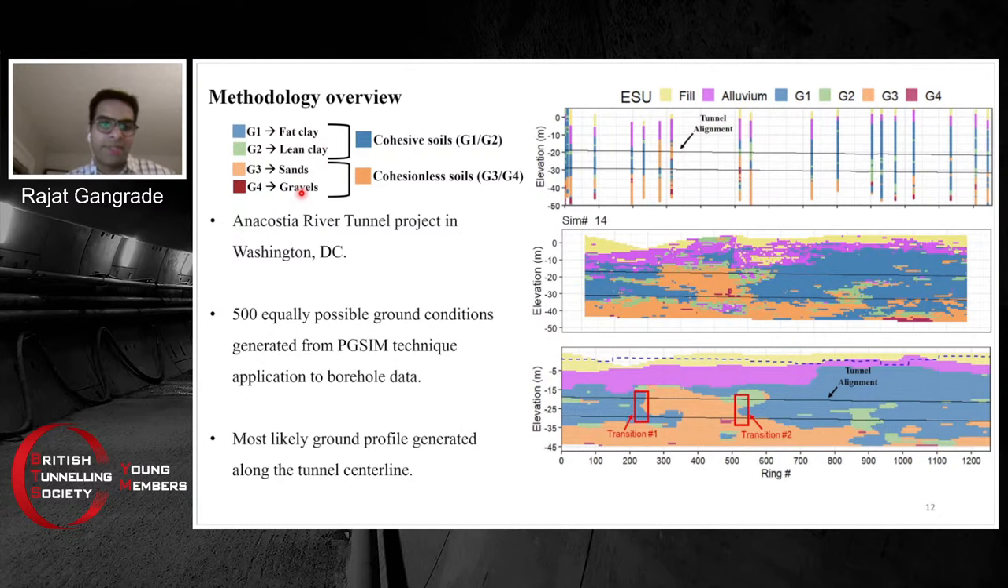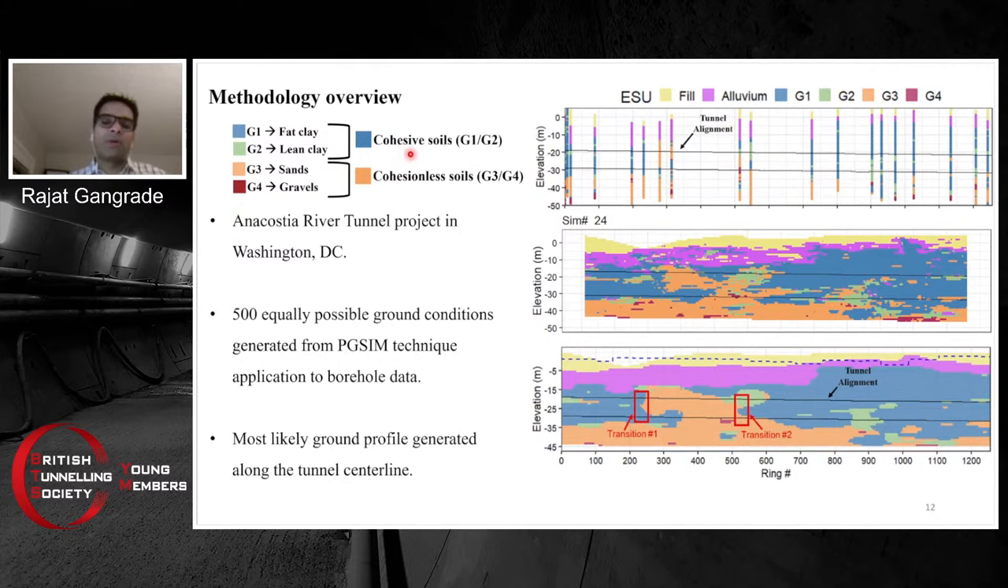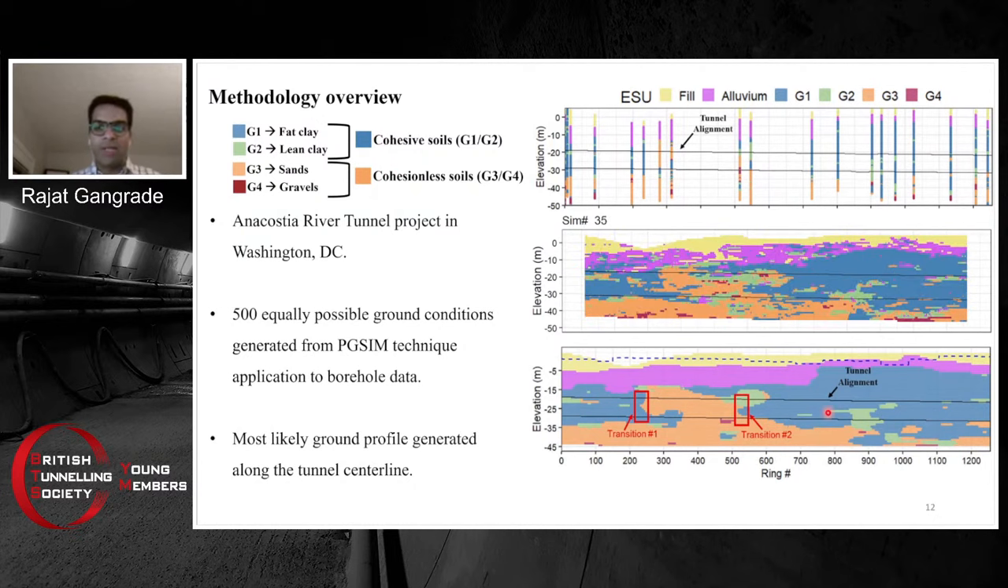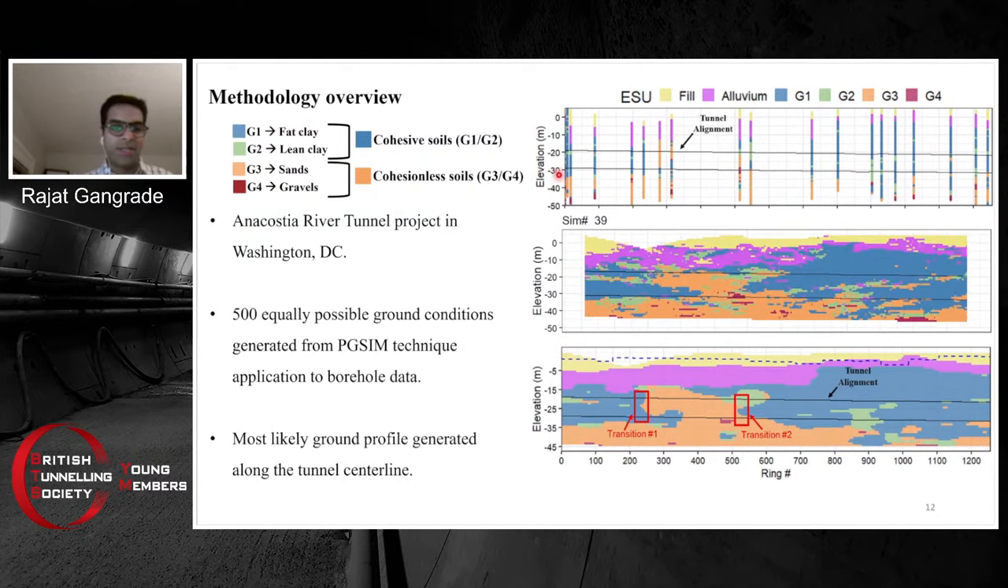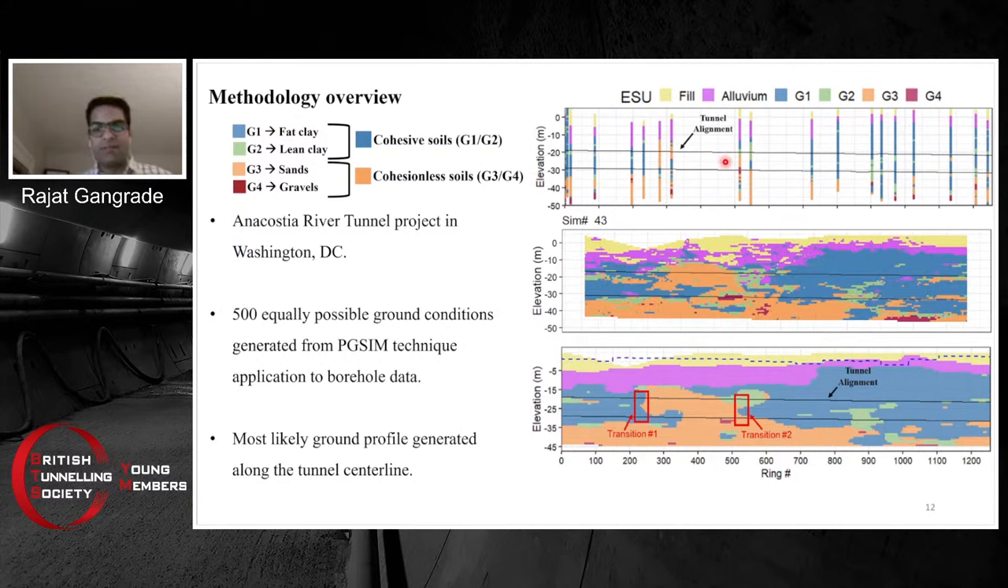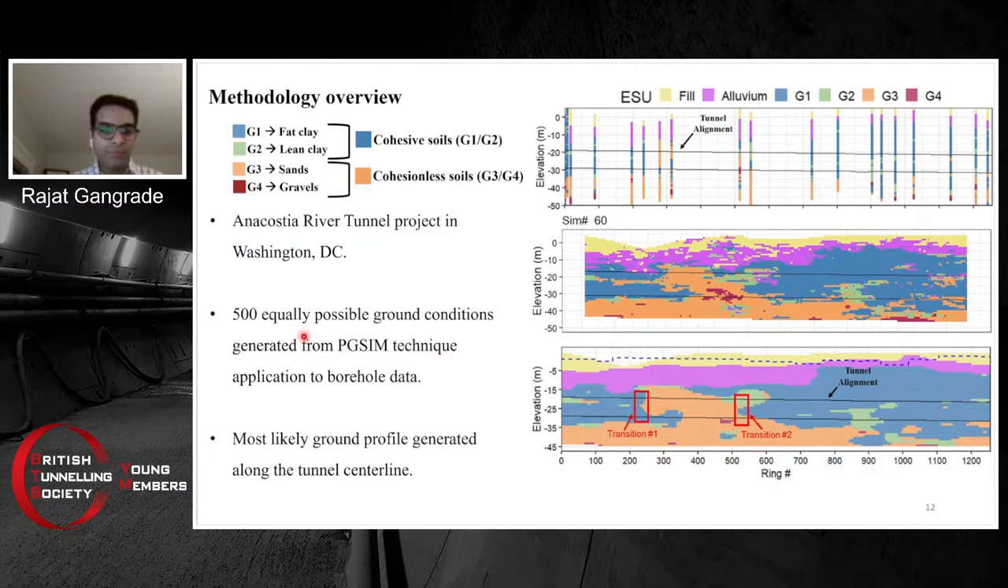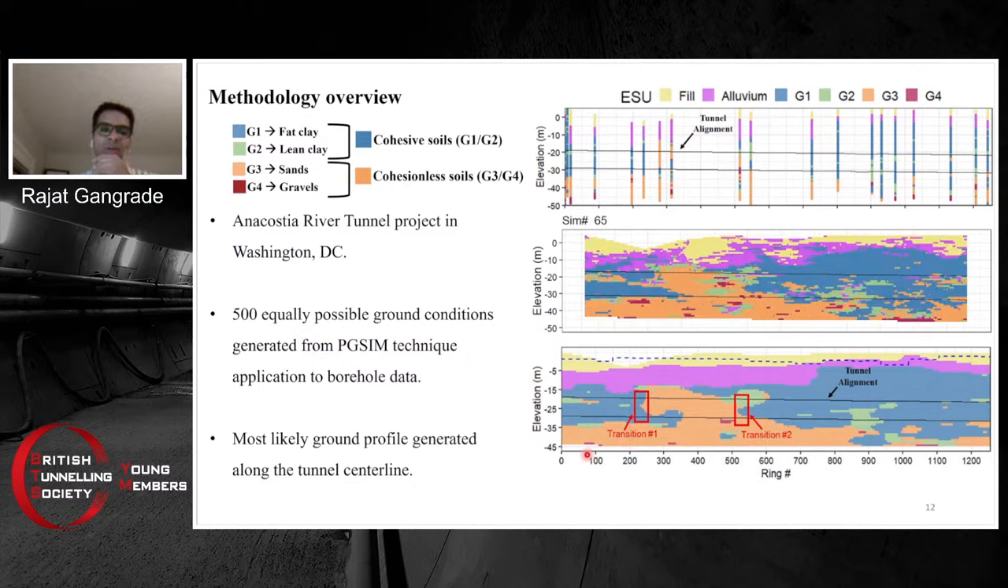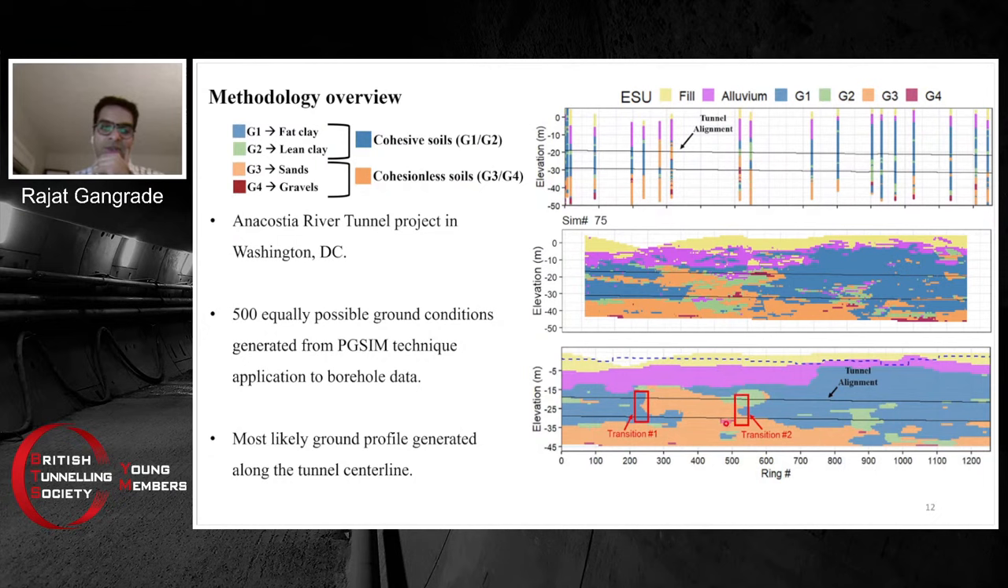We have four soil types, but those have been combined into two soil types. We're looking at cohesive soils and cohesionless soils. So anything blue, that's cohesive. Orange, that's cohesionless. So I started with the initial site investigation data, generated about 500 equally possible ground conditions for this project, and also generated a most likely ground profile. So we can see this is one of the transitions that's expected. This is another transition that's expected. And where do these transitions occur within the tunnel alignment?